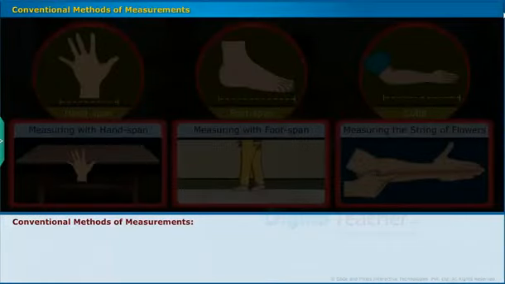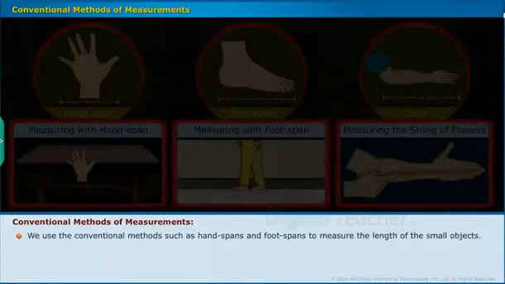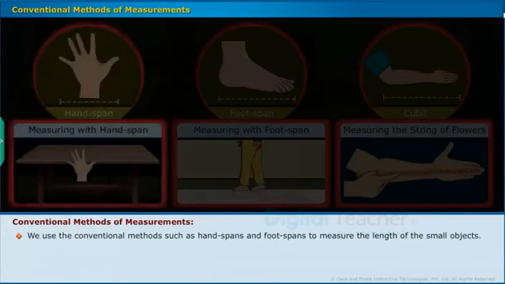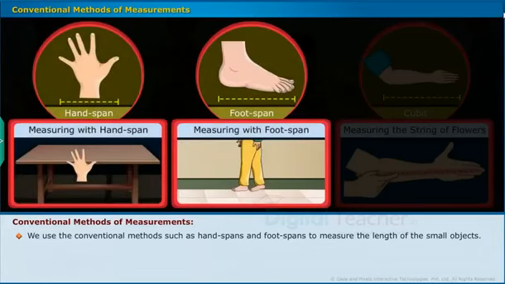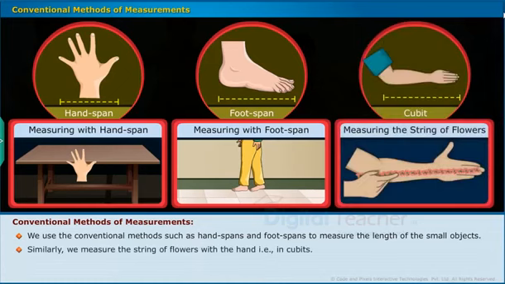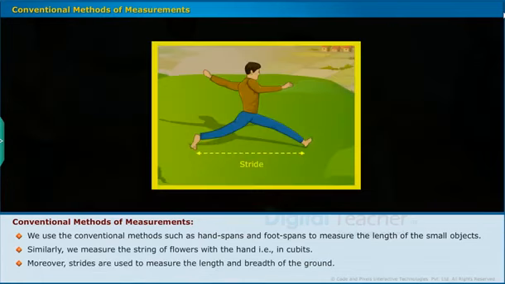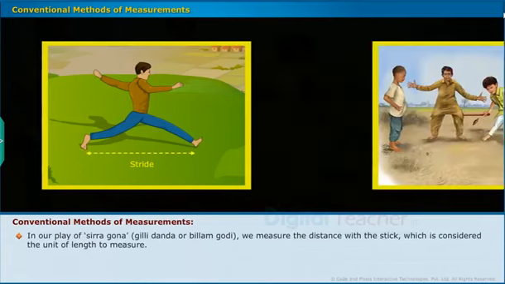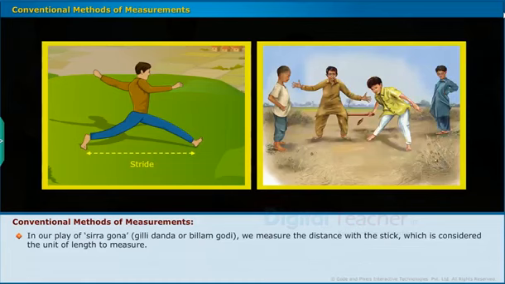List the conventional methods of measurement. We use the conventional methods such as hand spans and foot spans to measure the length of small objects. Similarly, we measure the string of flowers with the hand, that is in cubits. Moreover, strides are used to measure the length and breadth of the ground. In our play of Siragona, Gilli Danda or Billam Godi, we measure the distance with the stick, which is considered the unit of length to measure.